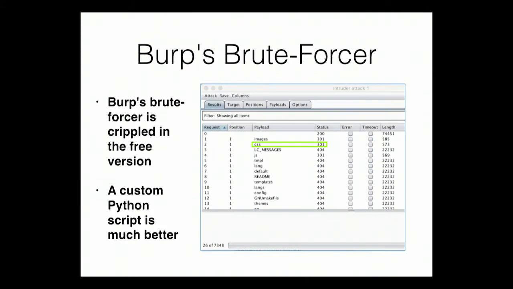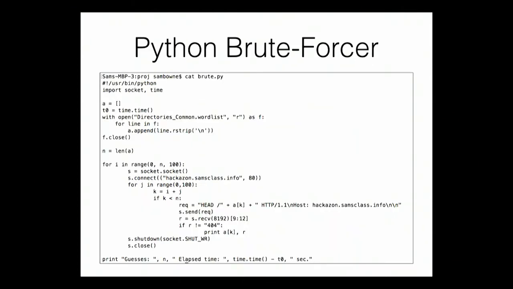Burp has a brute forcer that will do this automatically, but the free version is limited to be super slow, so it's useless, like 1 guess per second or something stupid like that. You don't even need it. It's very easy to just write your own Python brute forcer. This didn't take long to write. Python is very easy. You can just have a list. You can go get a common word list and just try them one by one.